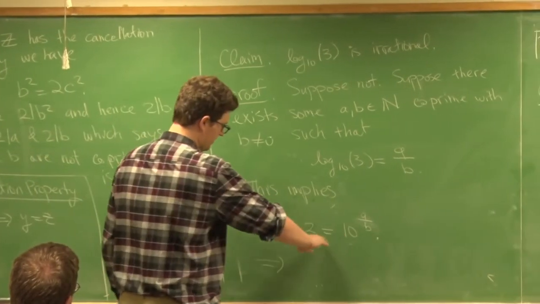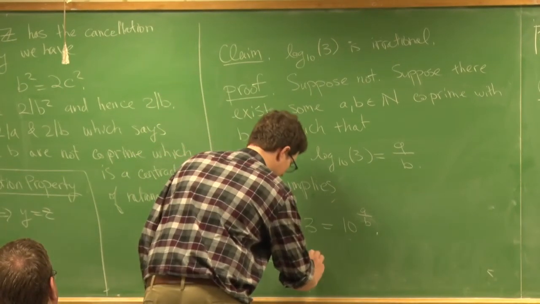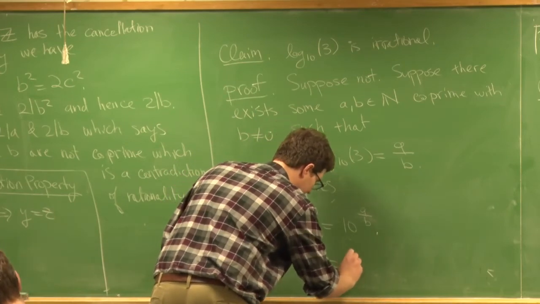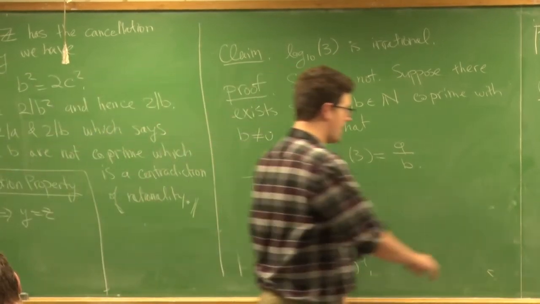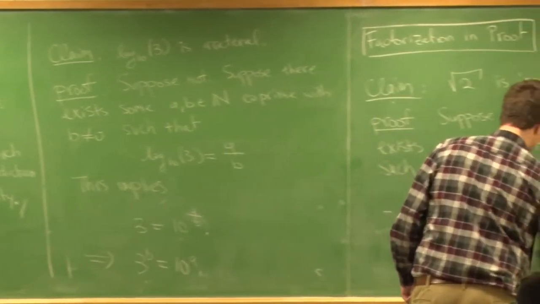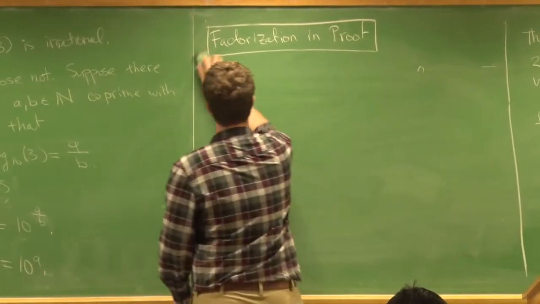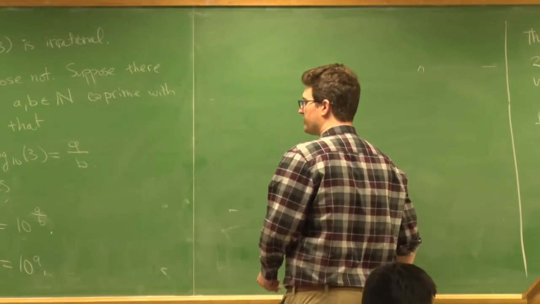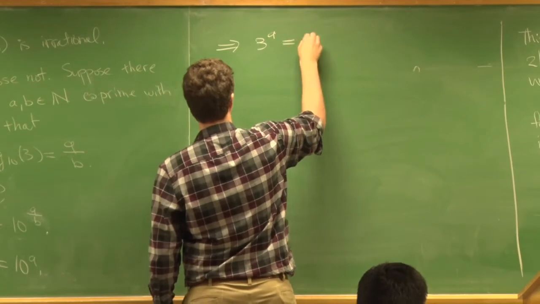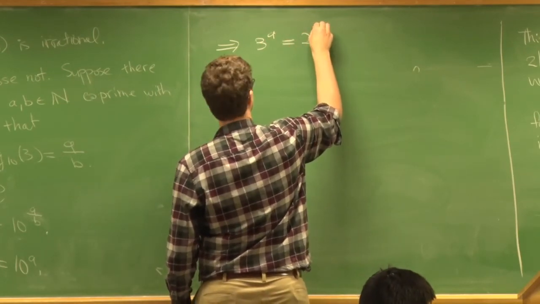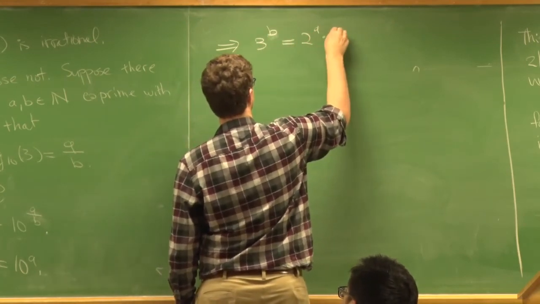Anyway, here we can raise both sides to the bth power, and we get 3 to the b is equal to 10 to the a. Now, what does this give? We have a prime power on the left-hand side and a product of prime powers on the right-hand side. So 3 to the b is equal to 2 to the a times 5 to the a.